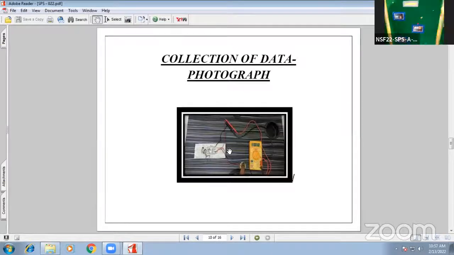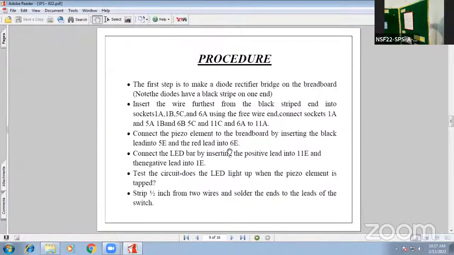So let's move on to the procedure. Steps to make a breadboard. The first step is to make a diode rectifier bridge on the breadboard. Each of the wires further from the black strips goes into sockets 1A, 1B, 5C, and 6A. Then connect the piezo element to the breadboard by inserting the black lead into 5E and the red lead into 6E. Then connect the LED.